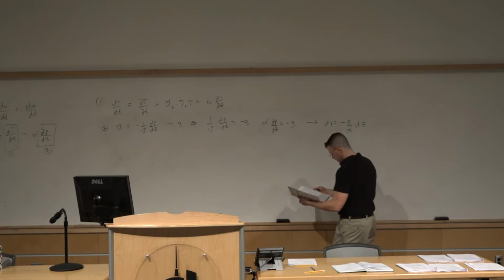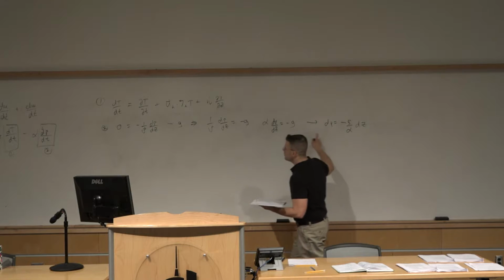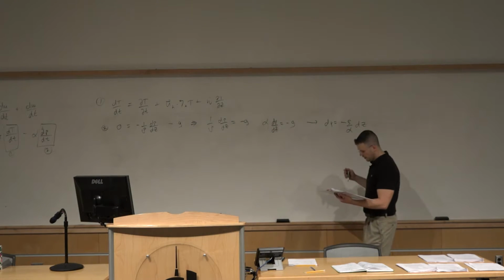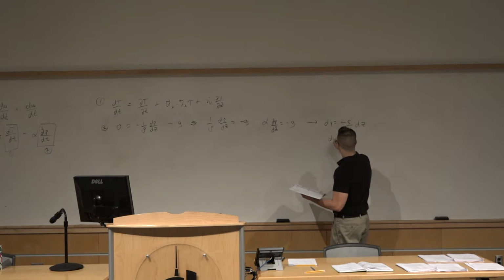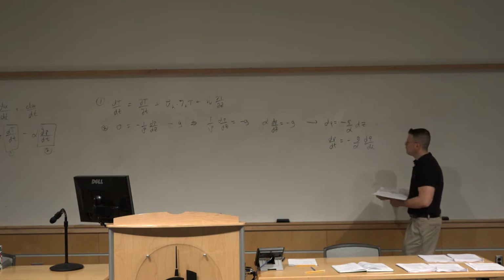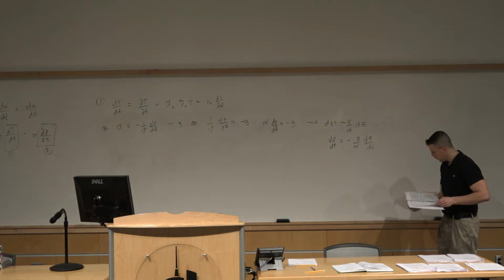All right, so let's proceed over here. Well, we have a dp. We want a dp dt. So let's divide both sides by dt. So we'll have dp dt is equal to minus g over alpha times dz dt. That all works out relatively well over here.